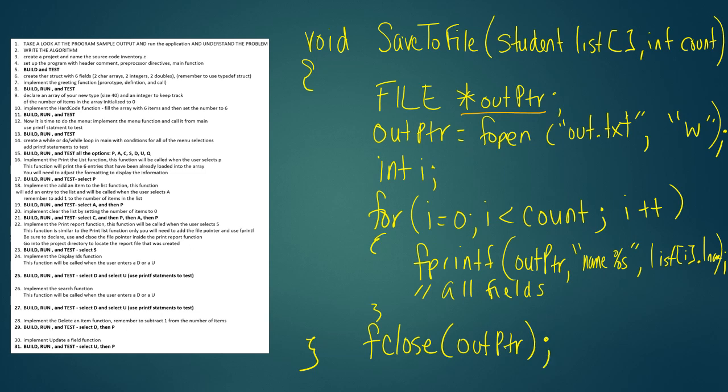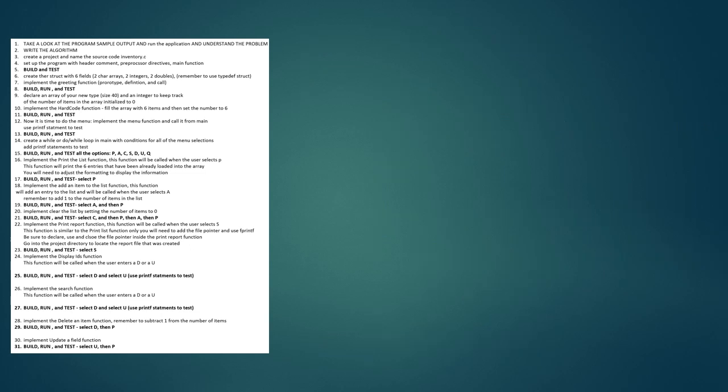All right, so that's how you do the save to file function. And after you do the save to file function, I strongly encourage you to build, run, and test. Let's do the next function, add. Now the add function is going to add an item to your list.